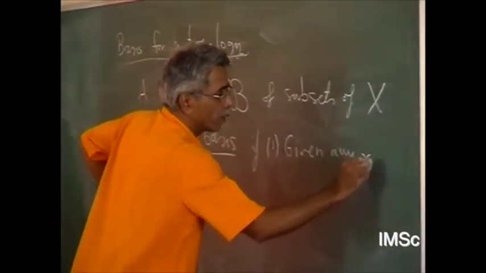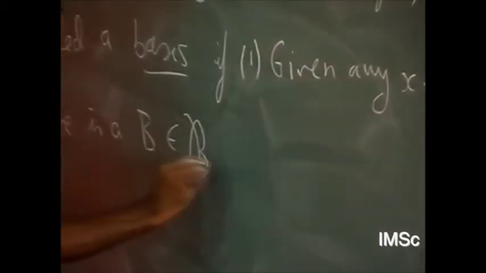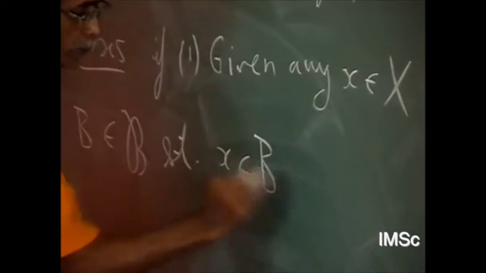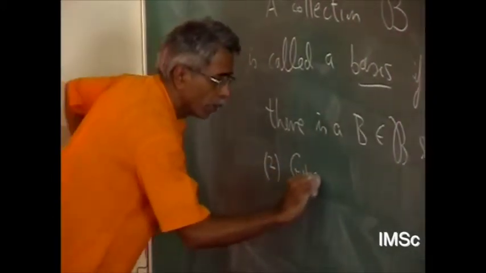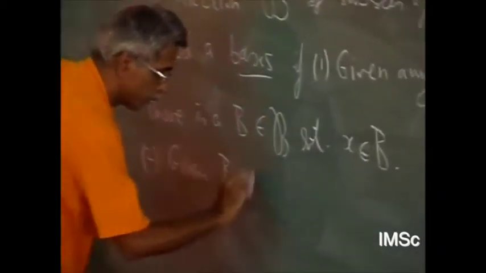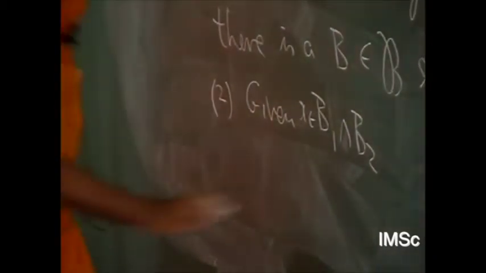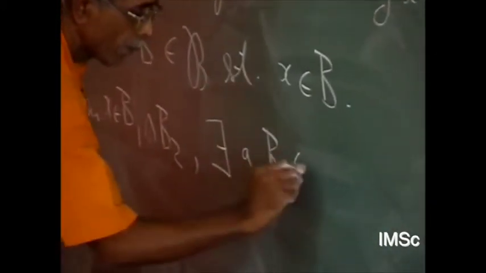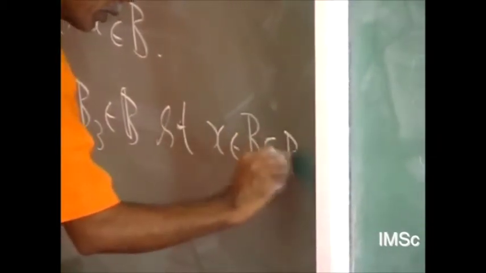Number 1: given any x in X, there is a B in the collection B such that x belongs to B. Number 2: given B1 and B2 in the collection B, and given x in B1 intersection B2, there exists a B3 in B such that x is in B3, contained in B1 intersection B2. I will draw a picture and then you will see.